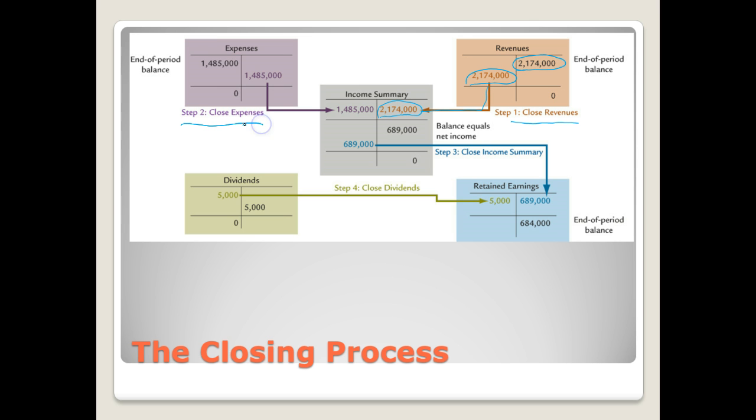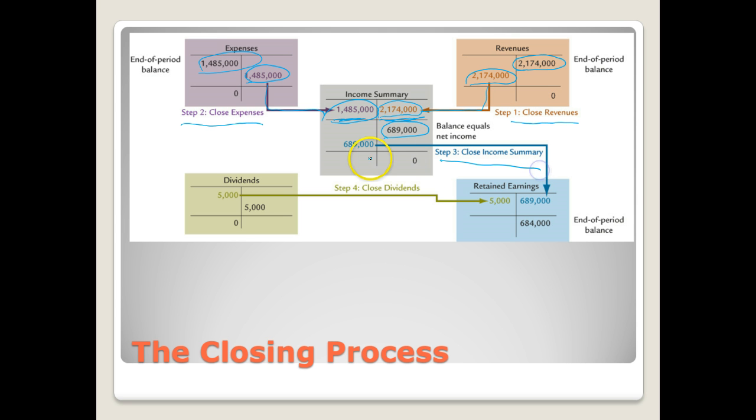In step 2, we closed the expenses. All the expense accounts for Porter Properties had a debit balance of $1,485,000. So in order to close it, I had to make a credit entry. And the offsetting entry was a debit to income summary. At that point, we had debits of this amount, credits of that amount. That left us with a credit balance of $689,000 in income summary.